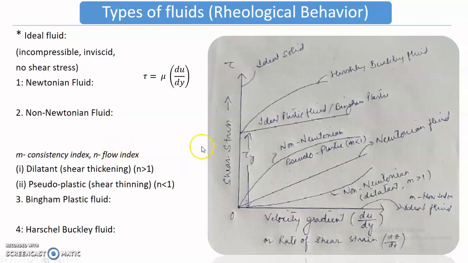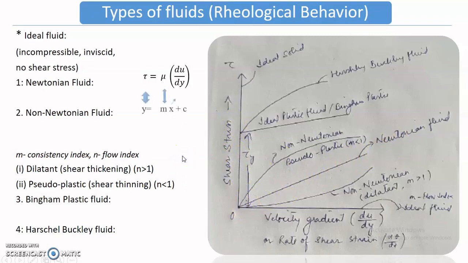Now if you try to see the rheological behavior of this Newtonian fluid, you can have a look at the diagram here. We have a plot with, on the x-axis, the velocity gradient du by dy, or in other words the rate of shear strain d theta by dt, and on the y-axis the shear stress represented by tau. When we plot for the Newtonian fluid, we will have a straight line like this, and a fluid which exhibits such behavior we call a Newtonian fluid.